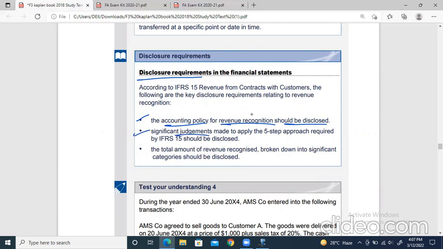Then significant judgments made to apply 5-step approach, right? So how did we account for the amounts that are used in the 5-step? We also have to tell that. And total amount of revenue recognized broken down into significant categories should be disclosed as well. These are the disclosure requirements. Okay, got it? Clear?